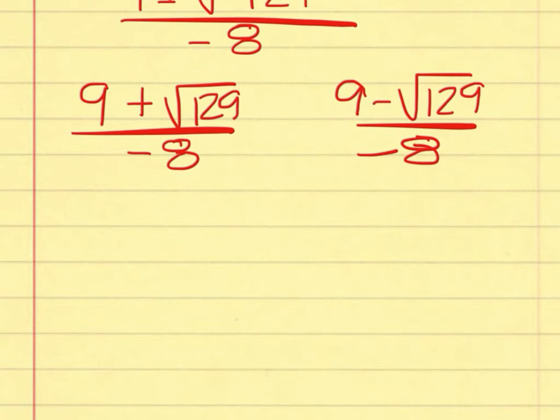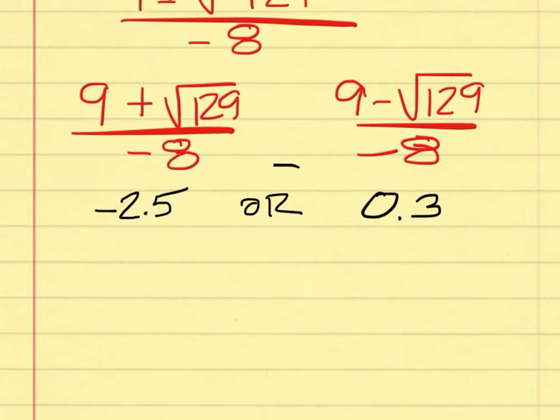So in the calculator, you have to do 9 plus the square root of 129, and that comes out to be 20 point something, but you have to leave that answer in there and then hit divide by negative 8. Round to the tenths place, and it's negative 2.5. And then on the other side, 9 minus the square root of 129. Get that answer, and then divide by negative 8. Round to the tenths place to get 0.3.